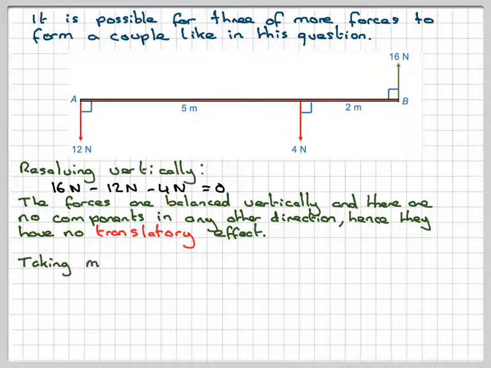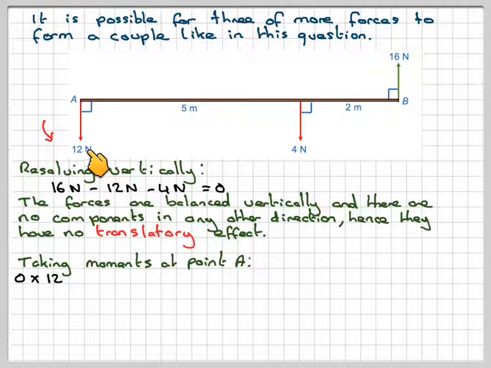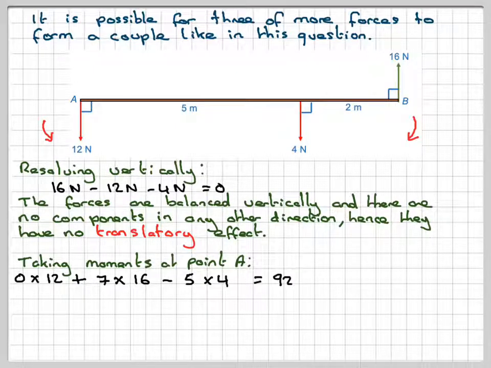Now, if we take moments about point A. Anti-clockwise: 0 times 12, so that force has no effect when taking moments, and then 7 times 16. This one's going in the opposite direction, this will be going anti-clockwise. And then in the clockwise direction, we're going to have 5 times 4. If we work out 0 times 12 plus 7 times 16 minus 5 times 4, that will be equal to 92 newton metres in the anti-clockwise direction.